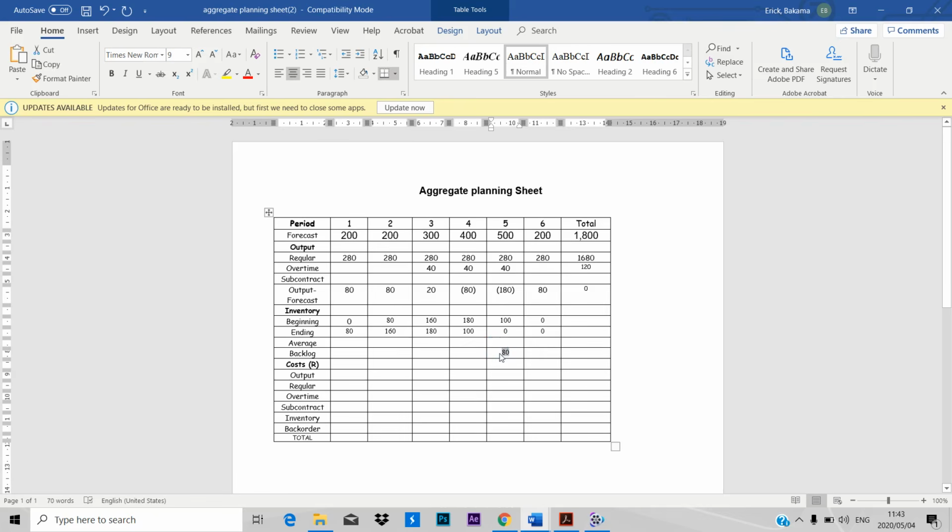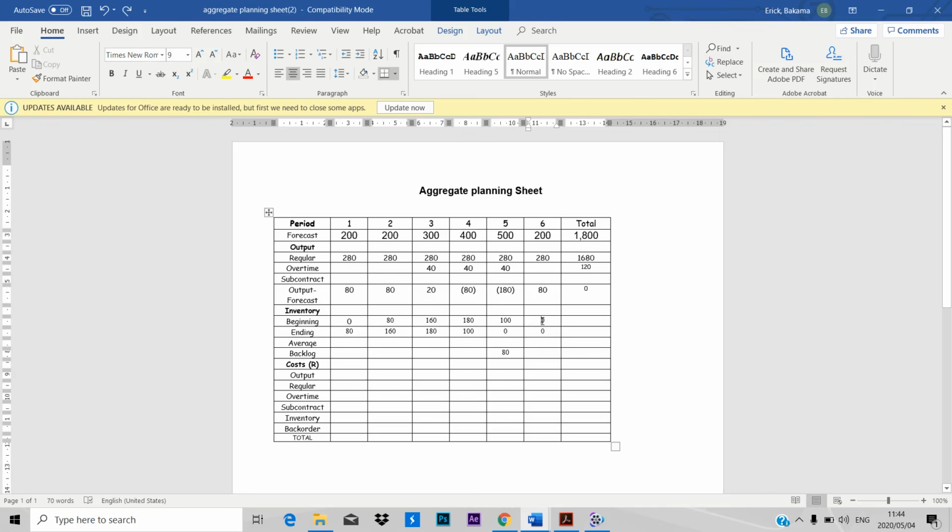The backlog is never negative, never ever. You don't put a negative or a bracket because they are backlog already. So in this case, it means that we still owe the customer 80 units. We ended up with an inventory of 0 because we owed him 180 and we had 100, we gave him the 100, and we are remaining with this.